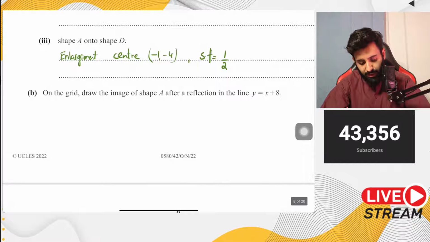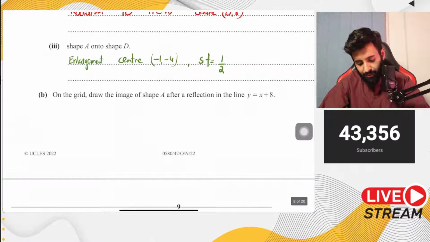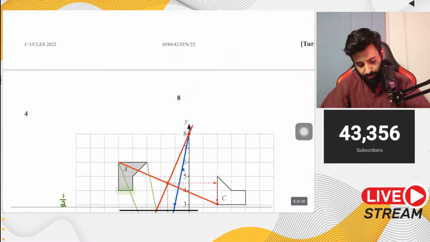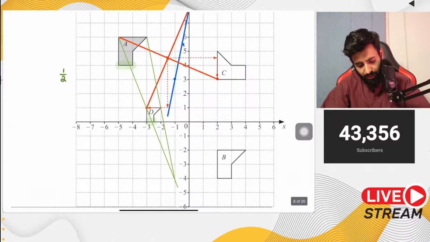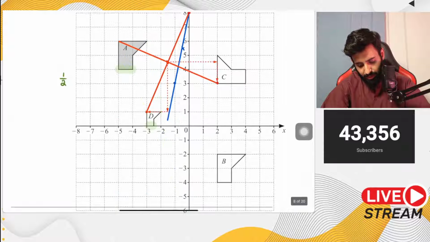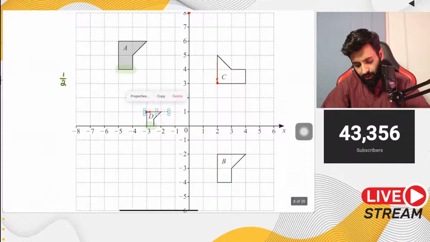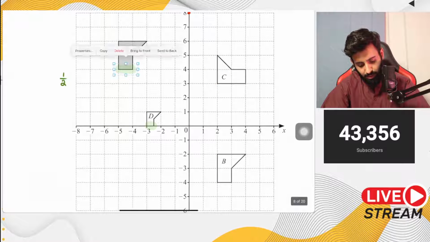Then it says on the grid, draw the image of shape A after reflection in the line y equals to x plus 8. Okay, so it's best that you first draw the line y equals to x plus 8. Now I'm going to clean this up. Okay. I'm going to clean this. Clean this. Okay. This and this. Okay.